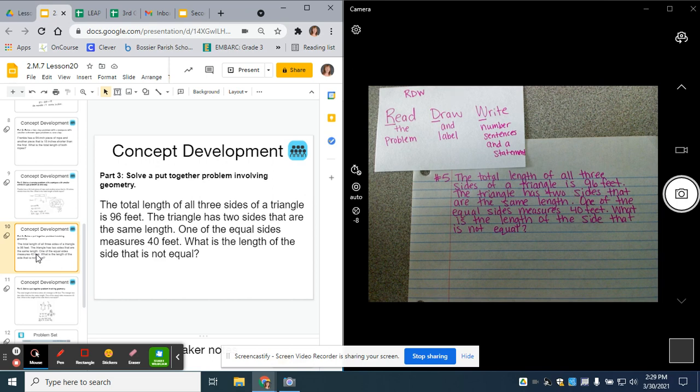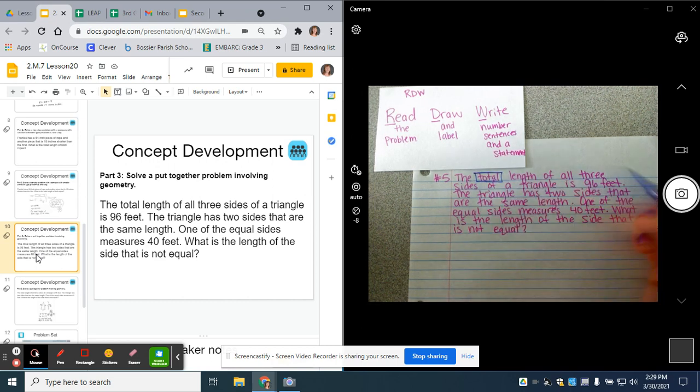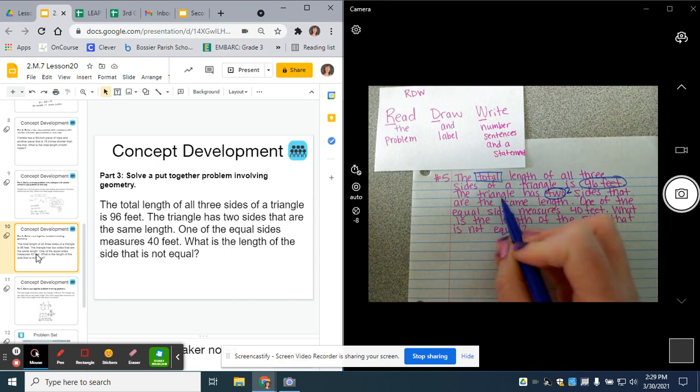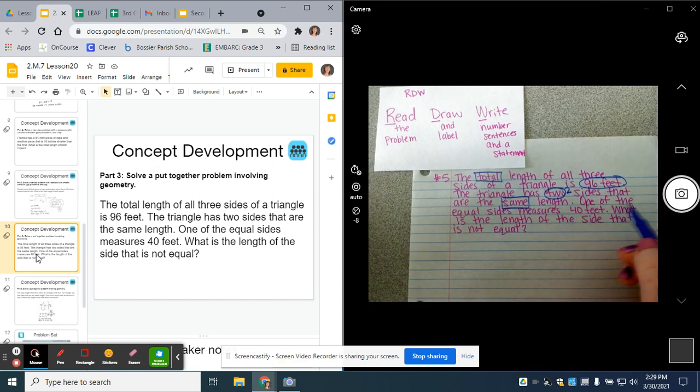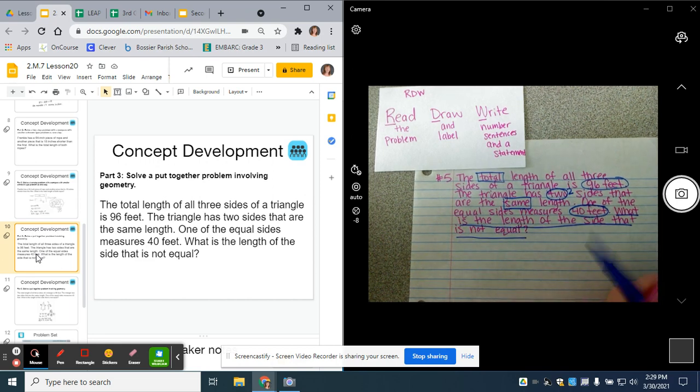Whoa, lots of information. Let's read it one more time. The total length of 3 sides of a triangle is 96 feet. So I see the word total. So this is telling me the whole triangle measures 96 feet. The triangle has 2 sides that are the same length. One of the equal sides measures 40 feet. So one of them's 40 feet. The total is 96. We need to figure out what is the side that is missing. What is the length of the side that is not equal?